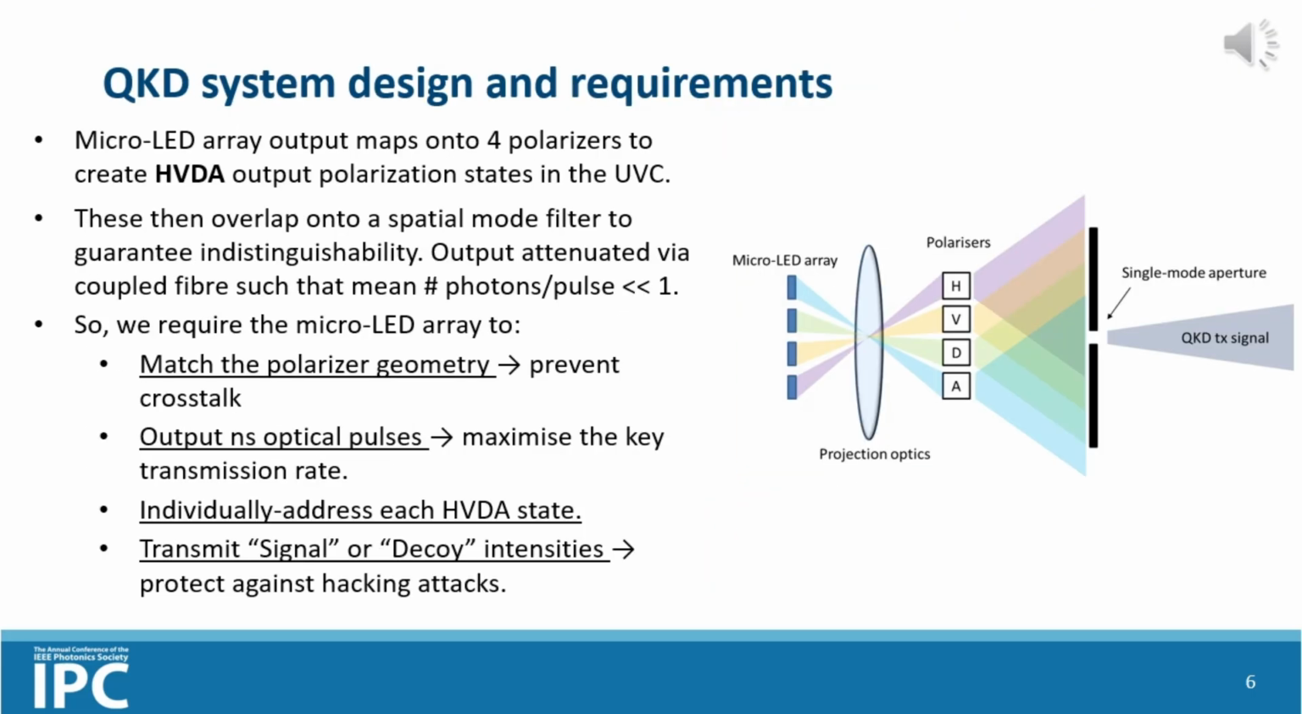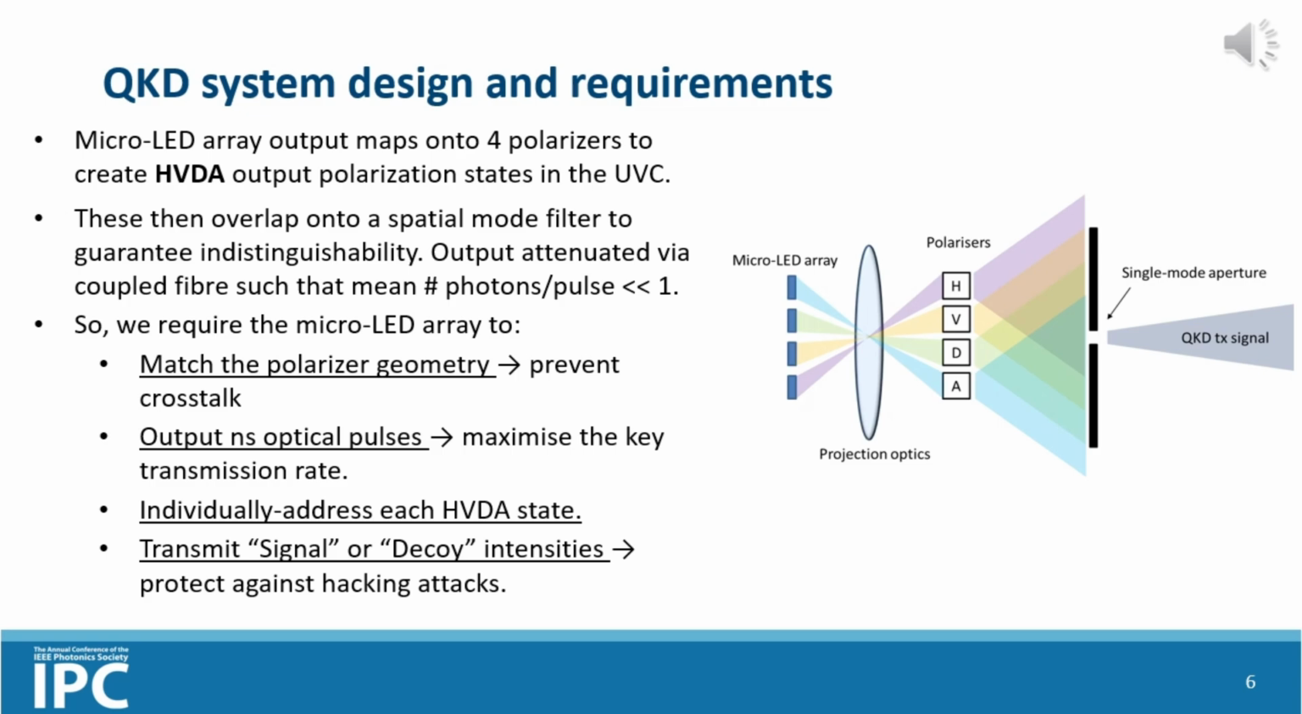In this slide, I'll discuss how we design the QKD system and the micro-LED array in order to meet the requirements for the BB84 protocol. The diagram is shown on the right. You can see there's a micro-LED array which will transmit light from different areas on the array. These will then map onto various polarizers using some projection optics, and the polarizers will then output the different polarization states that are used for the QKD, so the horizontal, vertical, diagonal or anti-diagonal HVDA polarization states. These then map onto a spatial mode filter to make them indistinguishable from each other.